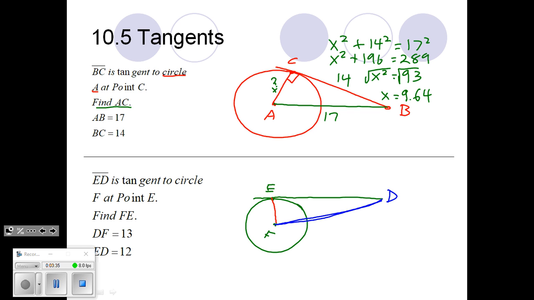Again, we want to find the radius. What is this length? DF is 13. DE is 12. A lot of you guys already recognize this triangle, but again, we'll call the question mark side x. So x squared plus 12 squared equals 13 squared. x squared equals 169 minus 144. And we find out x squared equals 25. So x equals 5.